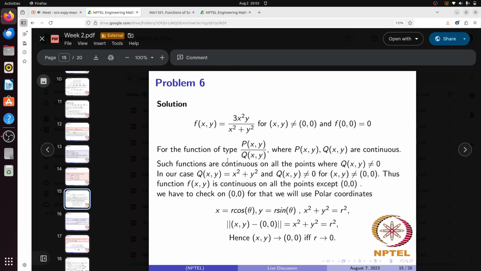We have to check on (0, 0). For that we will use polar coordinates. So how to use polar coordinates? x equal to r cos theta, y equal to r sin theta. So x square plus y square becomes r square. The norm of (x, y) minus (0, 0) equals square root of x square plus y square, which is r. Hence (x, y) tends to (0, 0) if and only if r tends to 0.